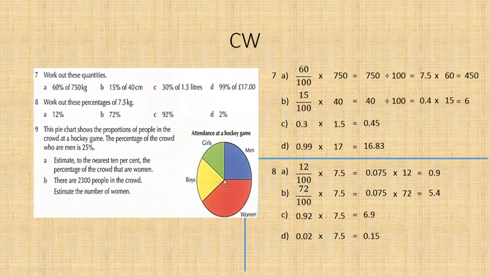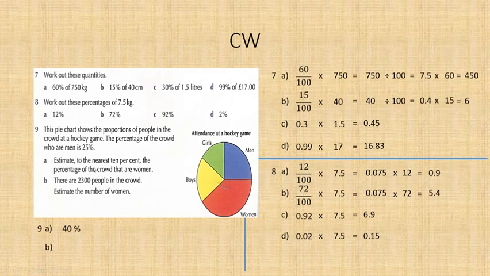Of course it's not 50%, because 50% means half of the circle. So it's not 30 and it's not 50, and it needs me to estimate to the nearest 10%. So actually it's 40%. To the nearest 10%, the percentage of the crowd that are women is 40%.